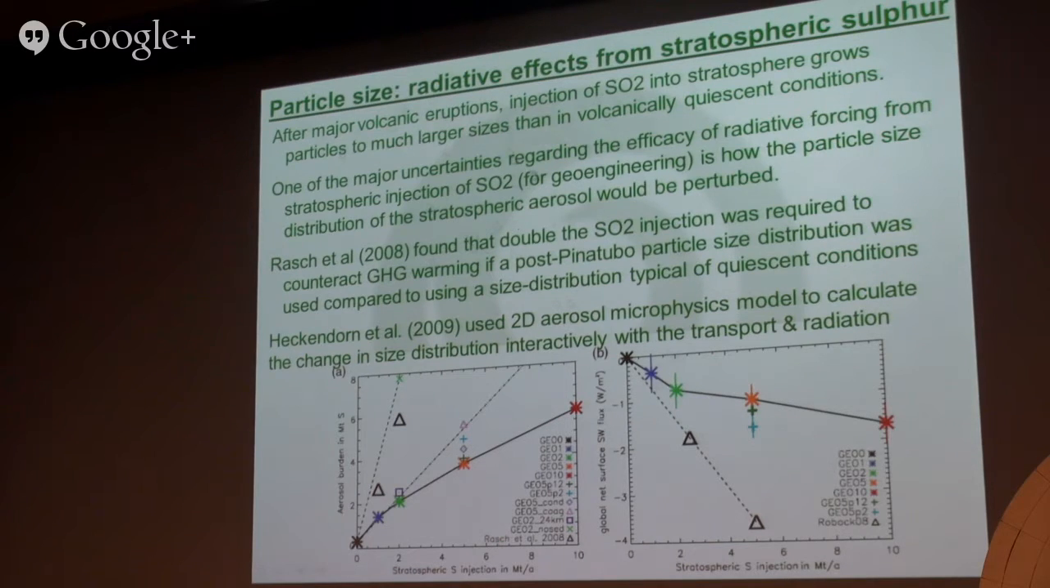So this study by Phil Rasch in 2008 found that if they prescribed a size distribution for the Pinatubo evolution of the aerosol, for an SO2 injection in the stratosphere, if we assume a size typical of quiescent conditions, then we really only require half as much as if the particles have evolved to a size typical of Pinatubo. So this is a big impact on how effective that injection of SO2 would be.